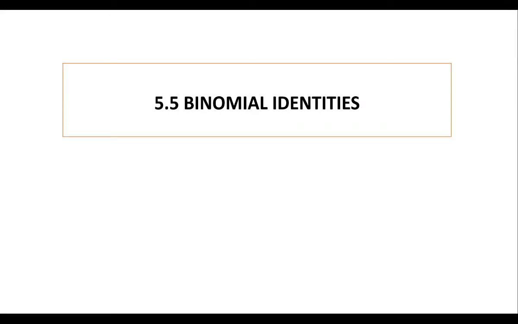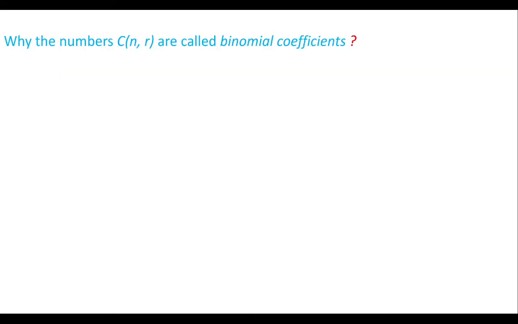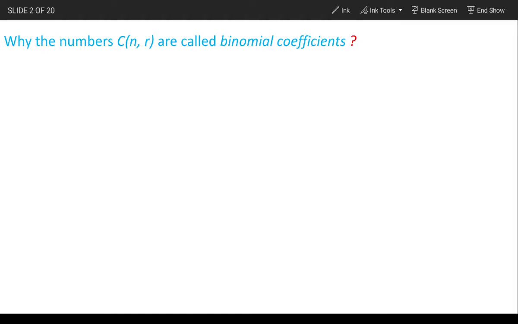Morning everyone. So recall that in the last classes we have discussed the combinatorial problems, mainly arrangements and selections with repetition and without repetition. Today we are going to see some binomial identities. So to begin with, why is nCr said to be a binomial coefficient?